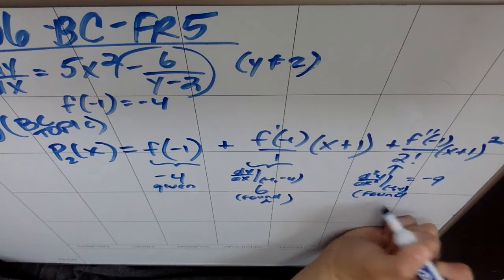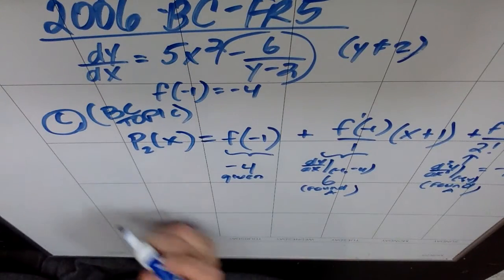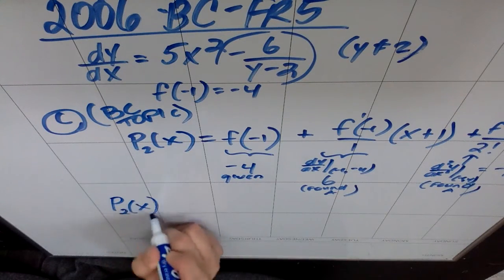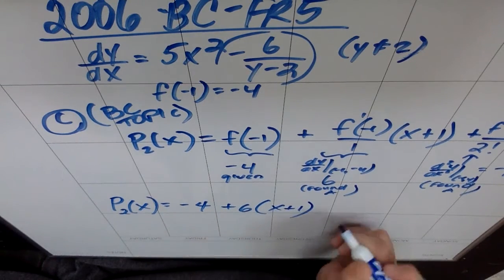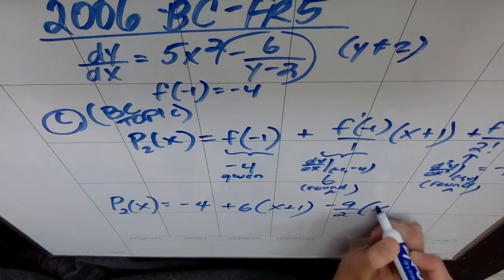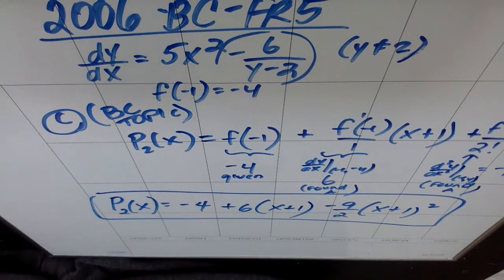So when we put all of our pieces together, we get that our second degree Taylor polynomial, P sub 2 of x, should be -4 plus 6 times the quantity x plus 1, minus 9/2 times the quantity x plus 1 squared. That's your second degree Taylor polynomial. Cool.